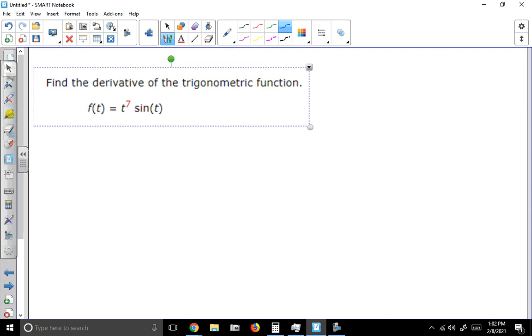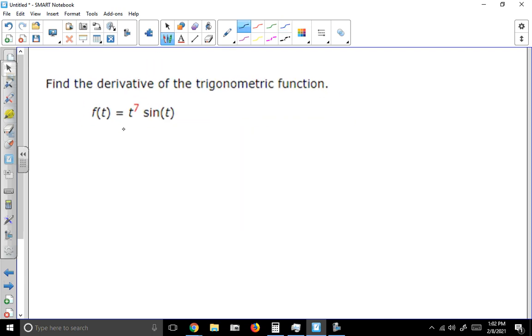All right, here we have another one that's a product. So we could call this part u and that part v. So if u is t to the 7th, u prime is 7t to the 6th, 7 down, t to the 1 less power. If v is sine, then v prime is the derivative of sine, which is cosine.